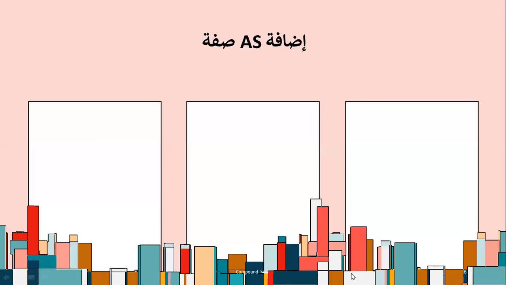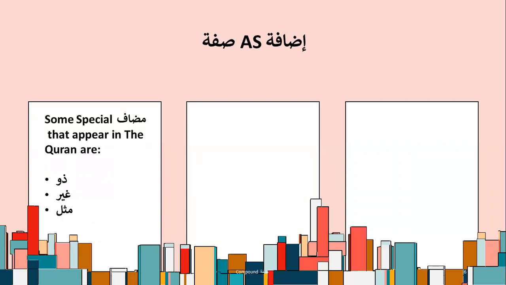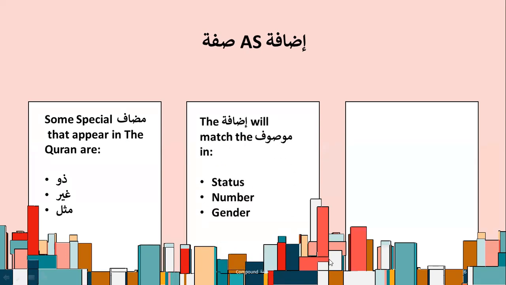Okay, let's look at it when the sifa is idafa. It can happen in, so basically the special mudafs that are used as sifa to either a proper noun or a common noun are zu, ghairu, and mithlu. Also, you have to understand that idafa has four properties and the mawsuf also has four properties. Now, the status, number, and gender will always match. Only then it is a sifa.